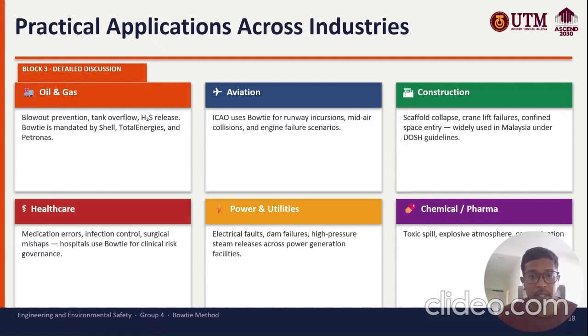In power and utilities, they apply it to electrical faults, dam failures, and high pressure steam releases. And in the chemical and pharmaceutical space, for example, it is used to prevent events such as toxic spills, explosive atmospheres, and contamination. The takeaway from here is versatility. Any industry where a single event can cause catastrophic harm can benefit from the bow tie analysis.